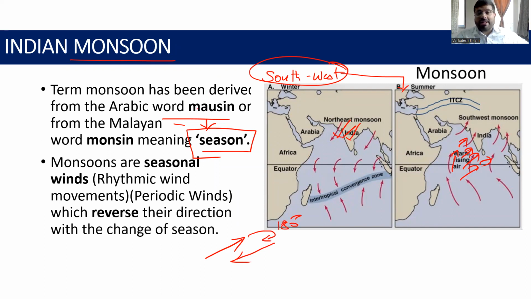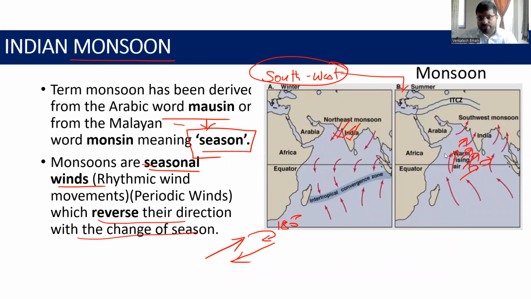So this is the chief characteristic of monsoon. What is monsoon? It means season. What do you mean by season? It is a seasonal wind. Monsoons are seasonal winds, and they are known for reversing their direction with a change of season. So, a 180-degree reversal of winds.